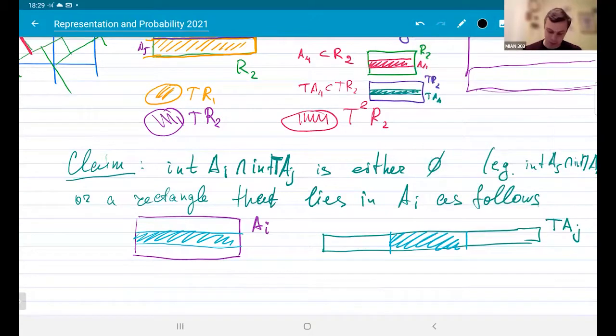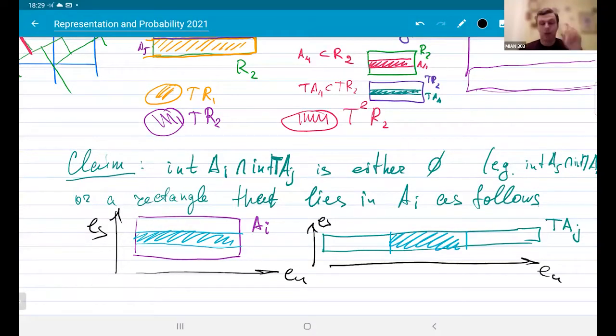Let me say that this direction is the unstable direction. This is a stable direction. Inside AI, this intersection is a stripe that goes all the way along EU. So it starts with some segment on the boundary that is parallel to ES and then goes throughout this rectangle. And the same, but vice versa, for the image. It is a fixed segment on the side that is parallel to EU, and then it goes all the way along ES.